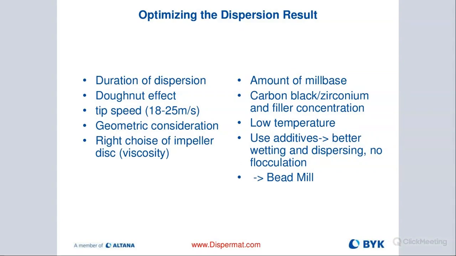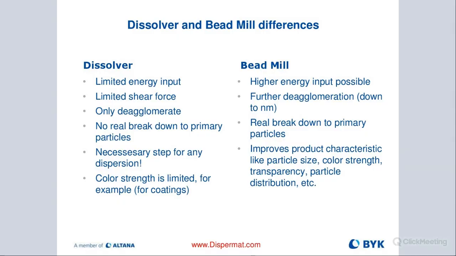Carbon black, zirconium, and filler concentration play a role. Low temperature is important. We will try to be as cool as possible. So we also have double wall containers that will help with temperature regulation. And then again, the right additive package is important for better wetting, dispersing, no flocculation, and also to keep the foam in check. And then once we achieve a good pre-dispersion result, we can then move over to a bead mill to get smaller particle size if we need to.